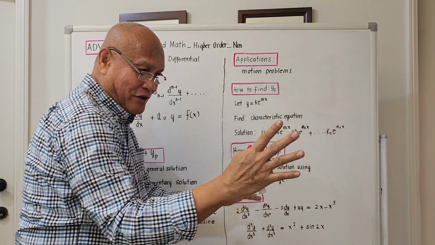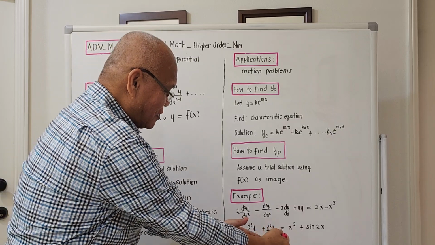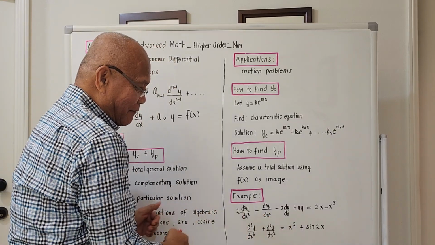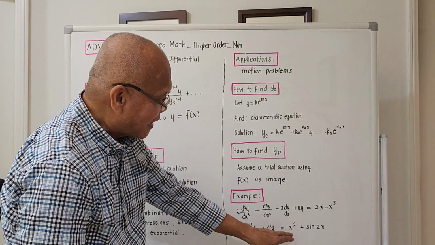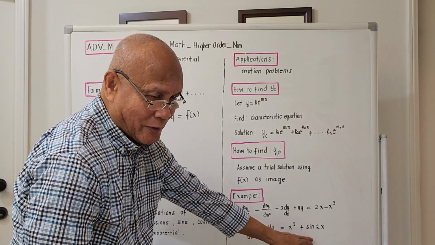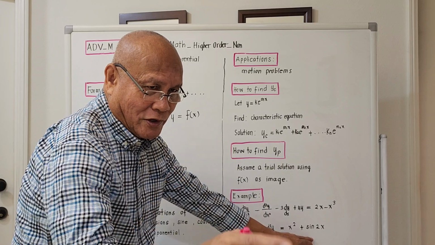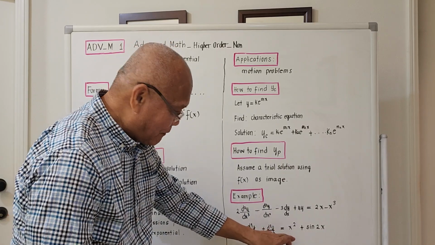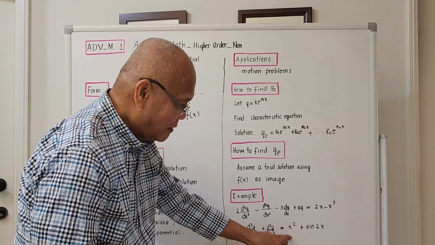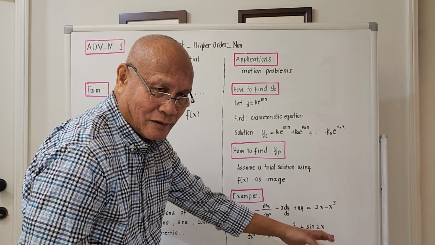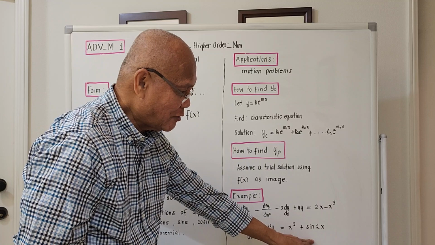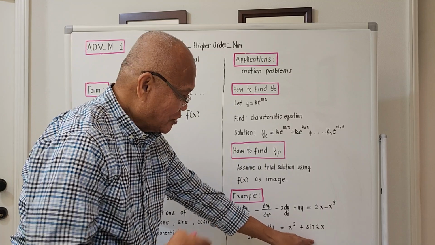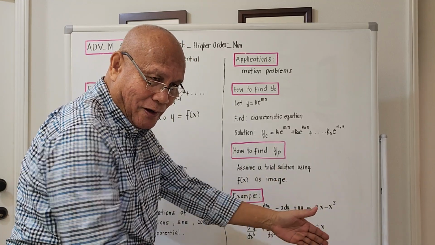The second one is still a higher order derivative on the left hand side. And if you notice, the right hand side is x squared plus sine of 2x. It is a combination of an algebraic expression plus a sine function. That's one possibility. It could be a cosine function, maybe the second one. Or the second one may be an exponential function.